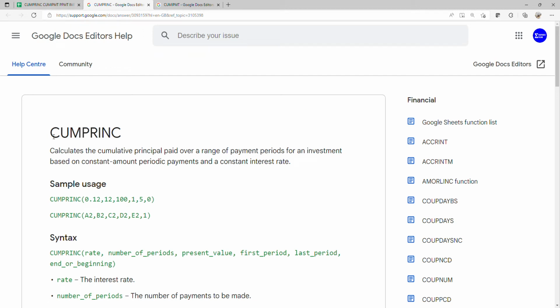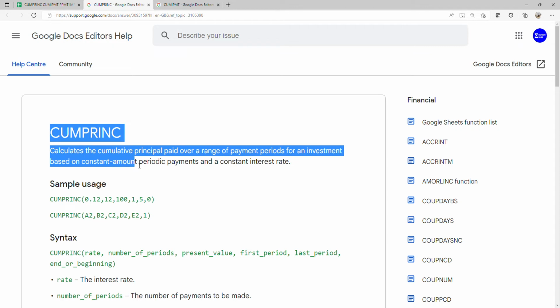The CUMPRINC function calculates the cumulative principal paid over a range of payment periods for an investment based on constant periodic payments and a constant interest rate. This also applies to a loan.